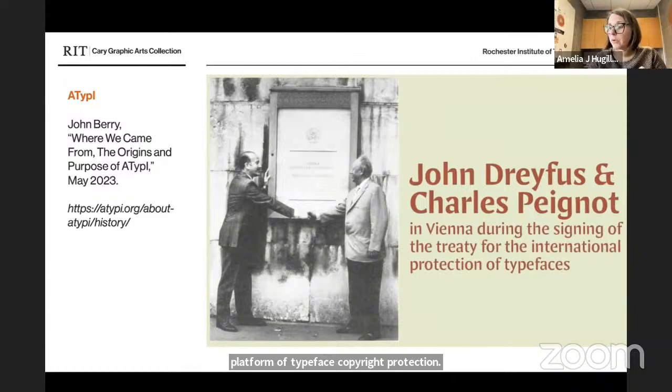Peignot himself united with some of the European powerhouses of type design, including John Dreyfus and Stanley Morison, Jan van Krimpen, and Giovanni Mardersteig. And of course, the Lifetime Achievement Award at ATypI is called the Prix Charles Peignot. So his legacy is so broad. I just want to call out, there's an excellent YouTube video of John Berry's talk where he covers the early history of ATypI. Highly recommend you watch that.